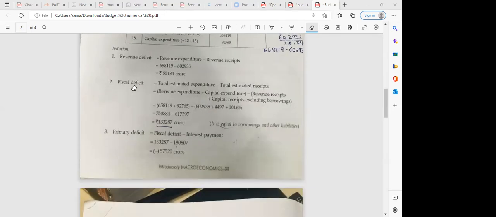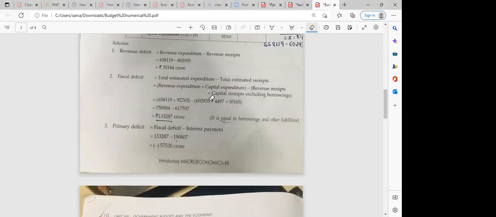Now fiscal deficit: total expenditure and total receipt. So total expenditure includes capital expenditure and revenue expenditure. You will be adding both and subtracting the revenue receipt and the capital receipt. Everything was given over here, right? Capital receipt over here, right? Everything was given here and then you will be solving it. Total estimated expenditure was not given, so you have to add revenue expenditure and capital expenditure and then subtract. Okay, so the answer was this.